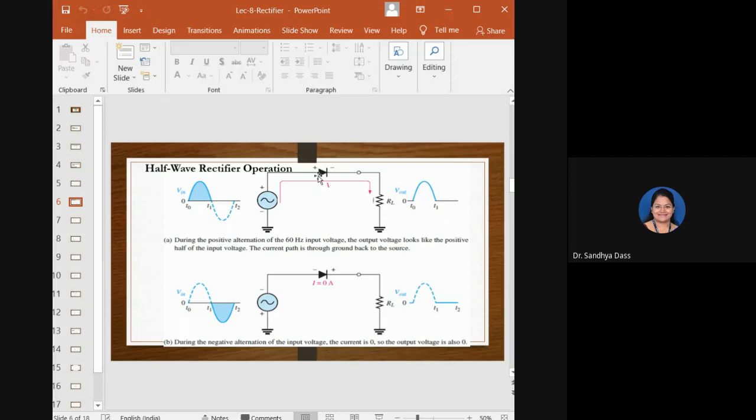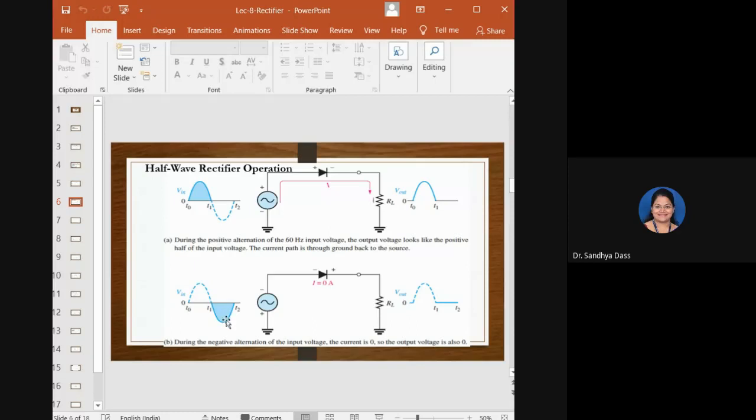When we say the diode is conducting, it is a short circuit, so what you measure at the output will be nothing but the input. You have to understand it in that way. Because of the short circuit, the output follows the input, so the whole positive cycle will appear at the output. That is the point there.